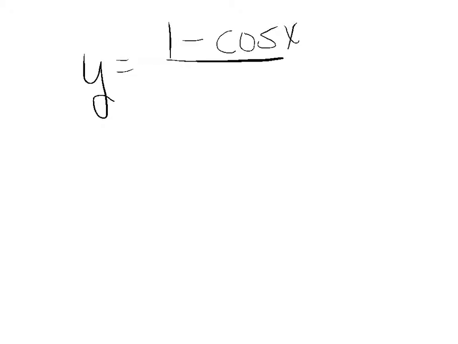We have y equals 1 minus cosine x over sine x. There's two ways that we can do this. You can use the quotient rule here, or you could rewrite that as 1 over sine x minus cosine x over sine x, and then take the derivative.